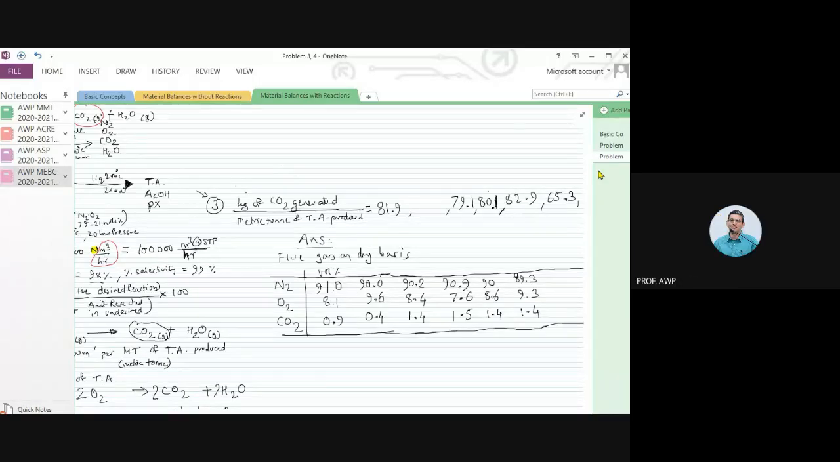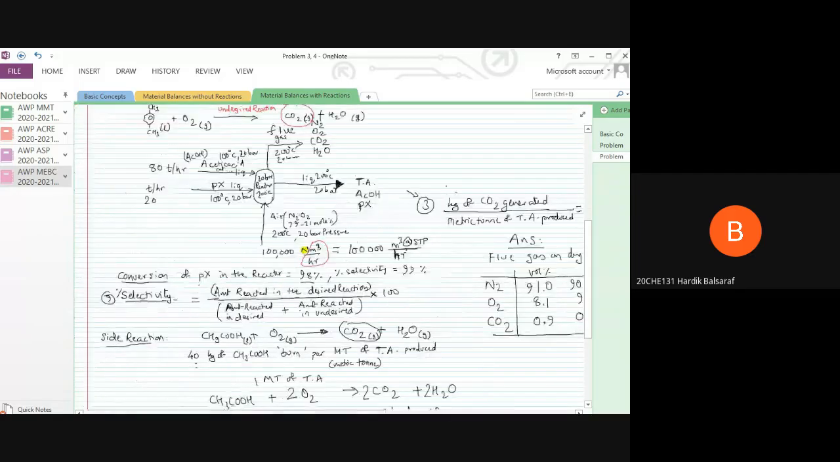Hardik, can we see the solution? Yes, sir. I was waiting for you only. So I've got the third answer, the kg of CO2 generated as 65.7.